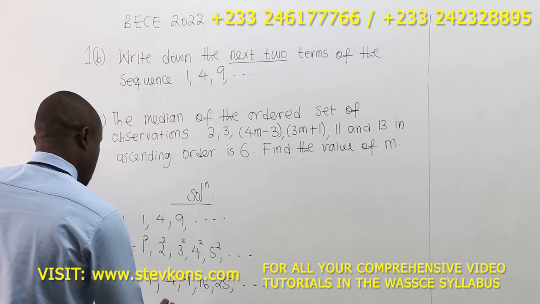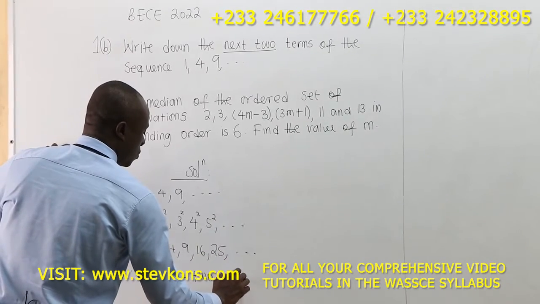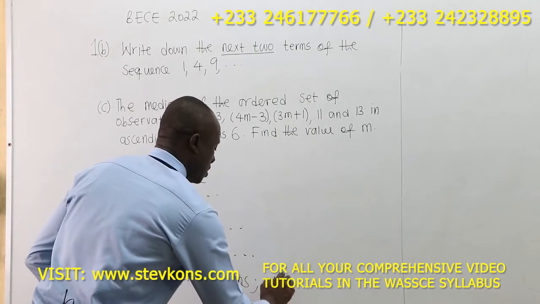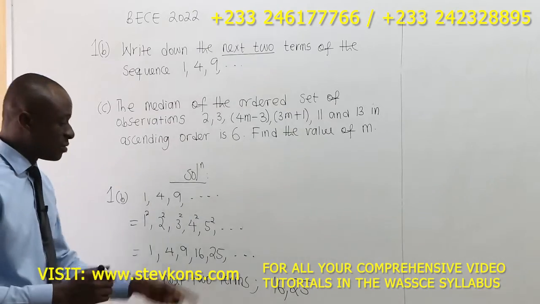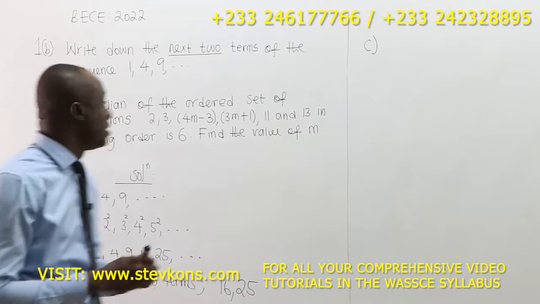Therefore, the next two terms are 16 and 25. That is the next two terms. Very, very easy. Now let's see part C.